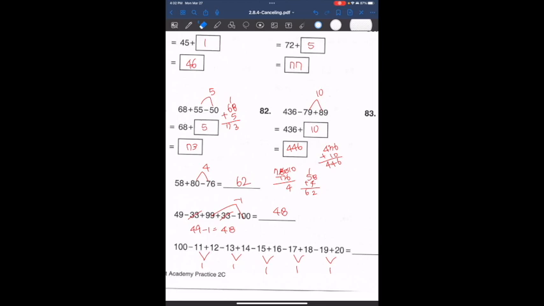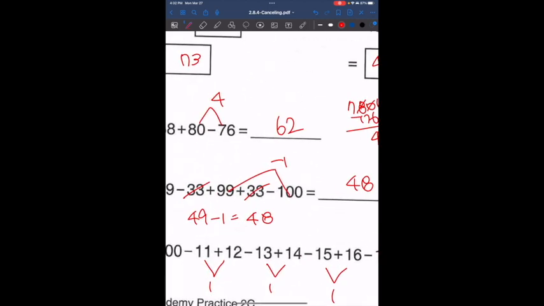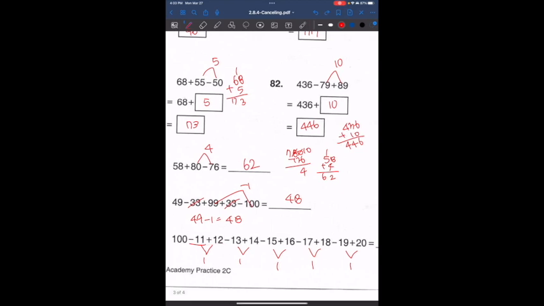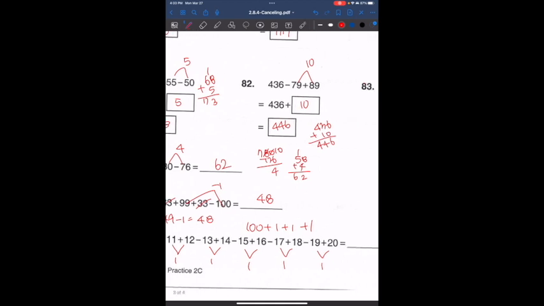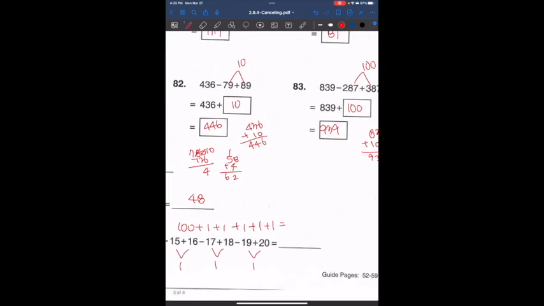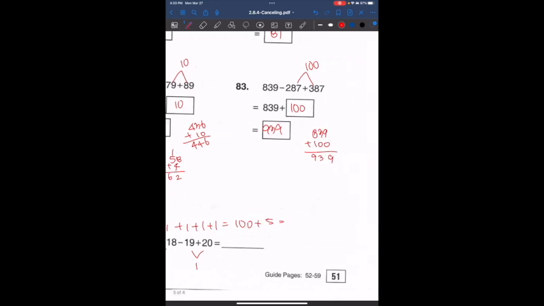It's not a negative because we did negative 11 plus 12, so that already gave us 1. So what we actually have now is 100 plus 1 plus 1 plus 1 plus 1 plus 1. So we have 5 ones, and so that is going to give us 100 plus 5. And so that gives us 105.